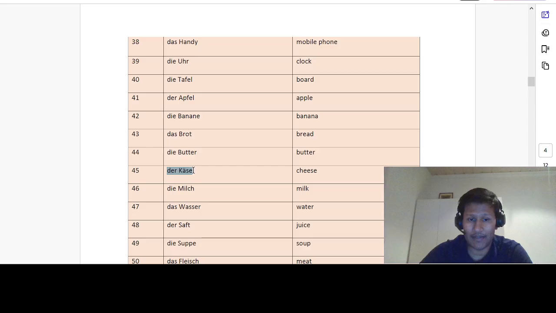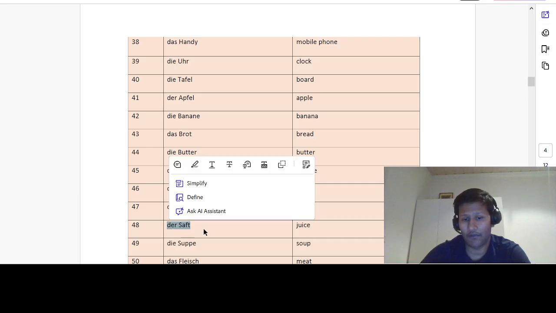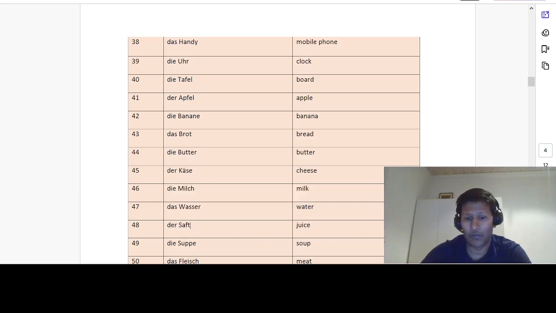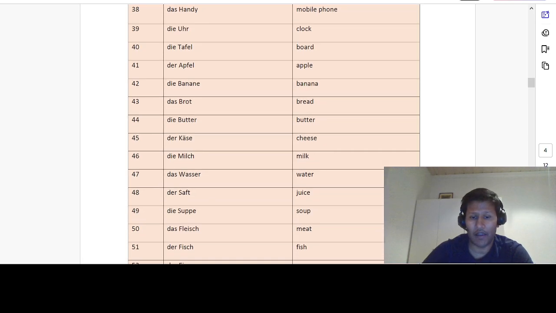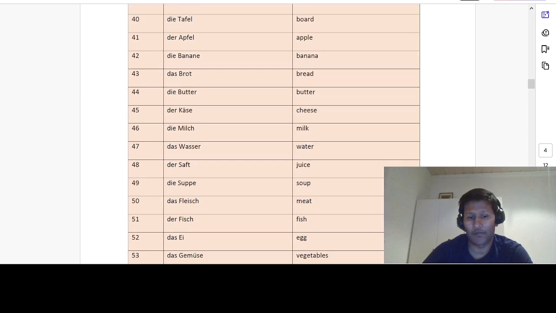Der Käse. We will form several sentences on these words, so if you memorize them, it will be really helpful. So die Milch, milk, das Wasser, water, der Saft, juice, die Suppe, soup. And then we have das Fleisch, meat is called das Fleisch.